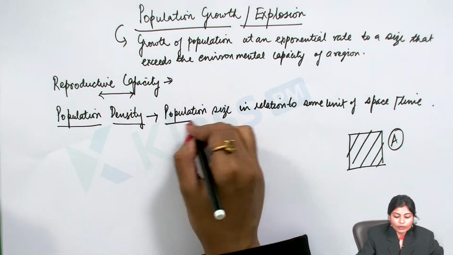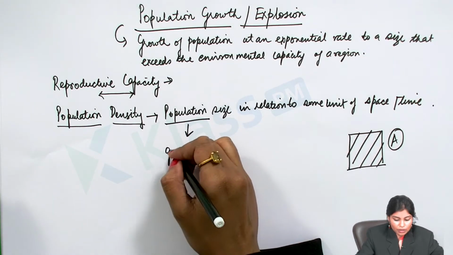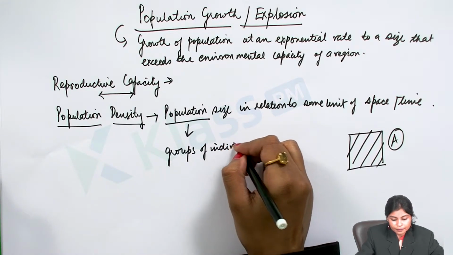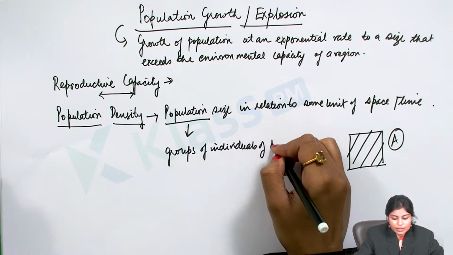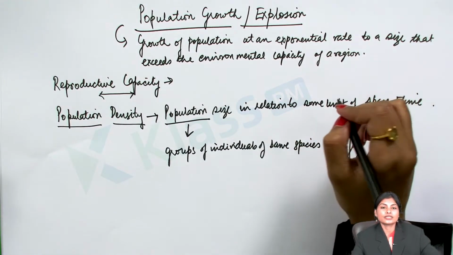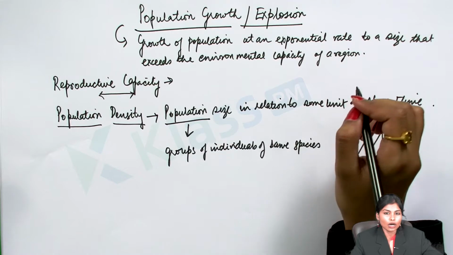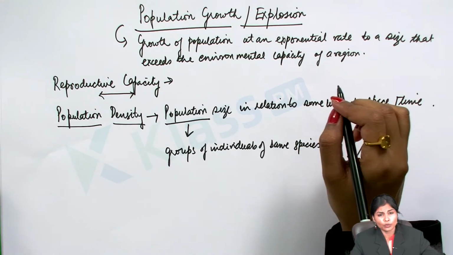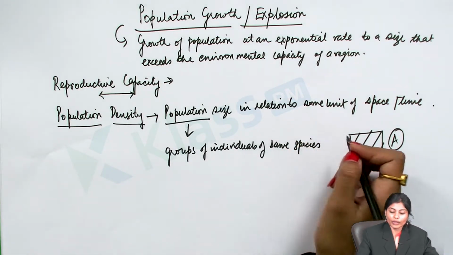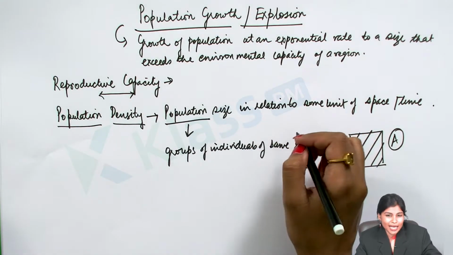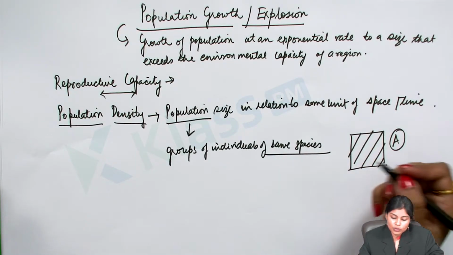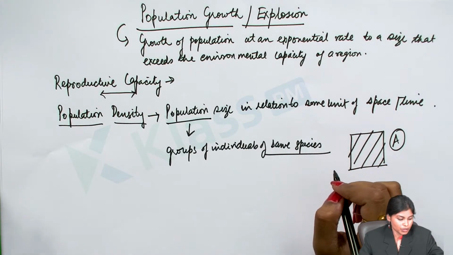Now when we define the term population, we actually mean groups of individuals of the same species. So if you say population, it's not necessary that you mean only human population or only the population of cows or buffaloes or anything. When you are mentioning population size or population density, you have to make sure that the group of individuals are of the same species.